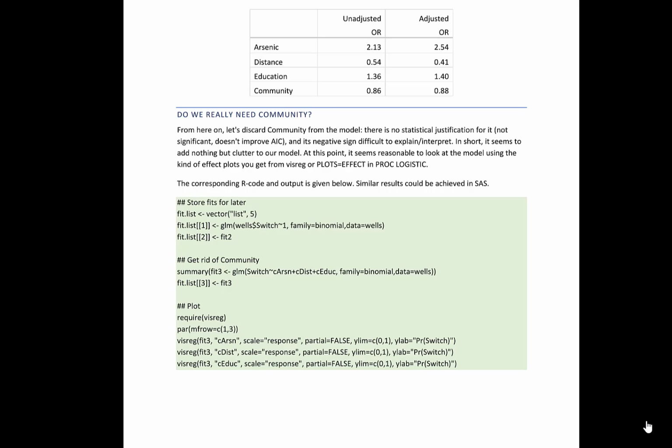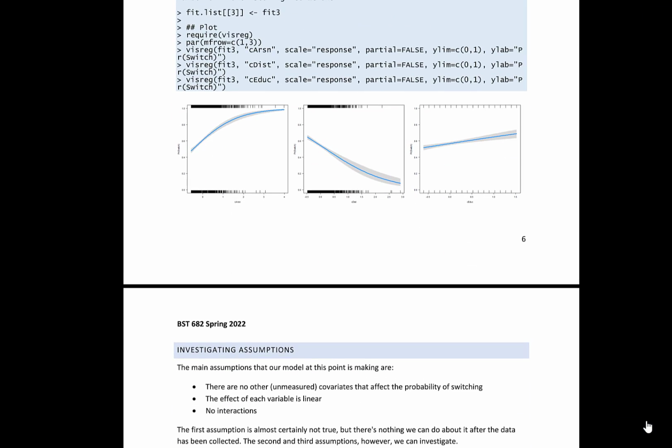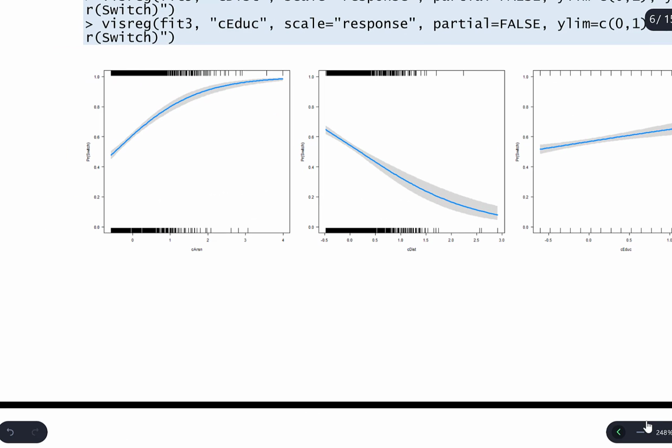So at this point, it seems reasonable to look at the model using the kind of effect plots you get from BizReg or plots=effect in PROC LOGISTIC. So the corresponding R code and output is given below, and similar results can be achieved in SAS. And so then let's look here at these different plots. And I'm going to zoom in just a little bit so we can see this a little bit easier.